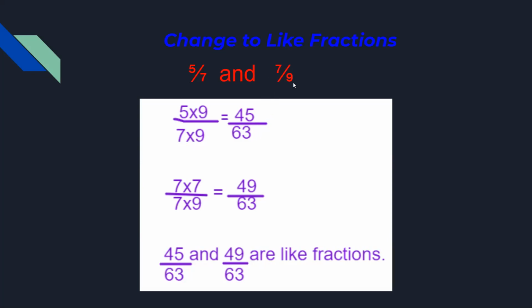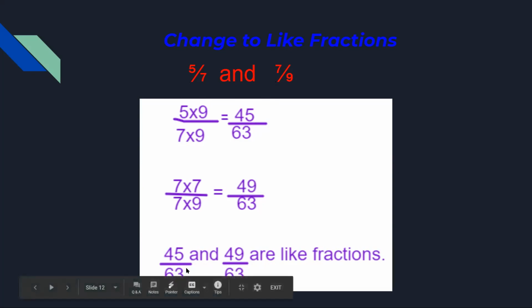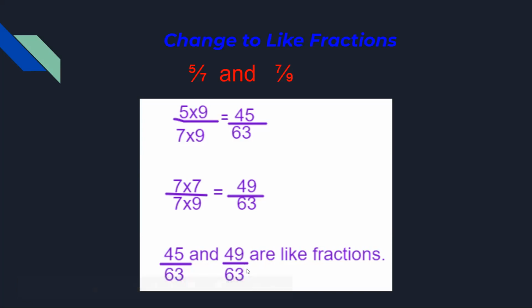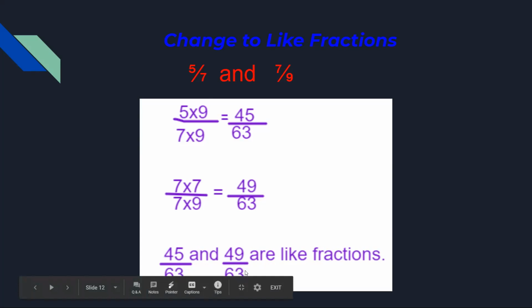Now we will take the second part, that is 7 into 7. Why do we multiply it with 7? Because the left side fraction has the denominator 7. 7 into 7 upon 7 into 9 equals 49 upon 63. Now 45 upon 63 and 49 upon 63 both have the denominator 63. So both are like fractions.